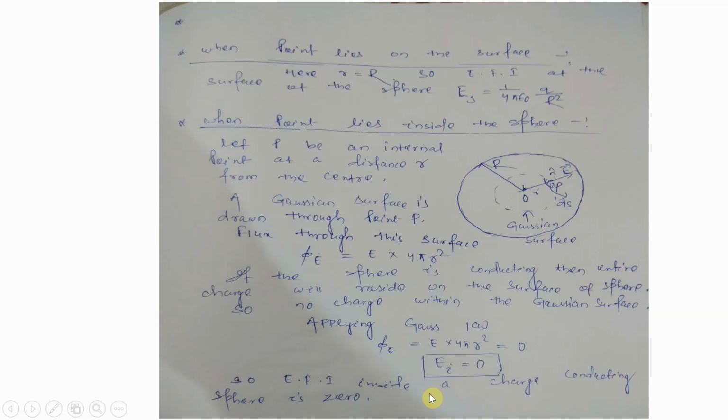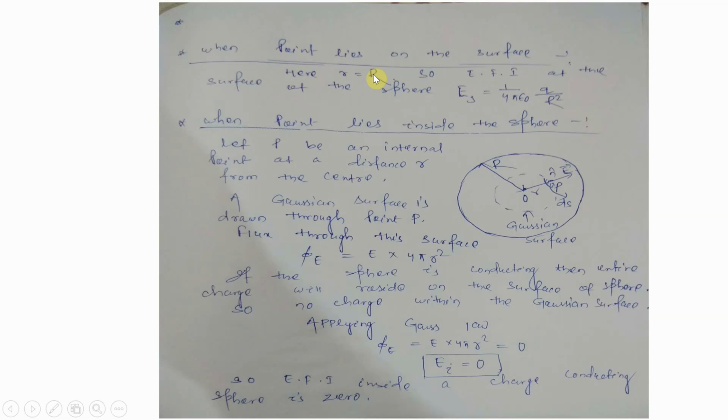And applying Gauss law, we get E into 4 pi r square equals Q by epsilon naught, because this flux equals Q by epsilon naught, and the flux value we have already taken as E into 4 pi r square. So finally E becomes 1 by 4 pi epsilon naught Q by r square. This is the expression for electric field intensity outside the sphere.